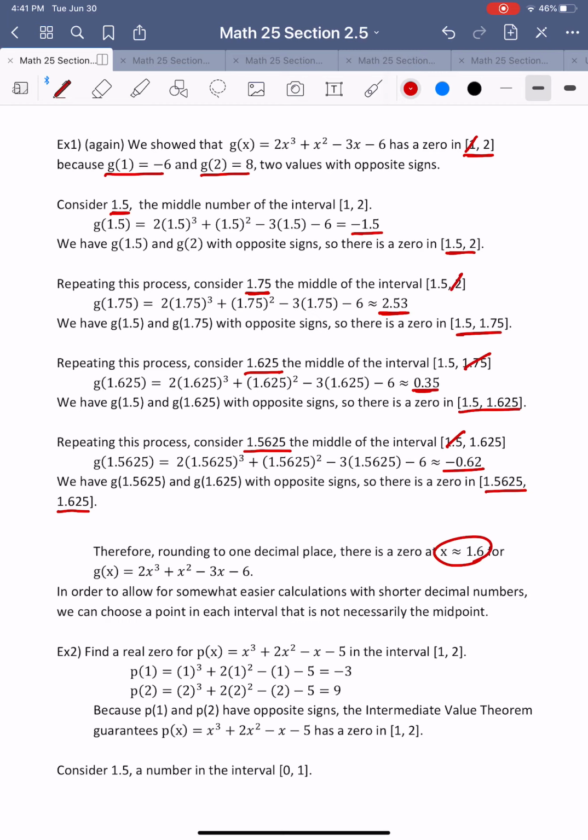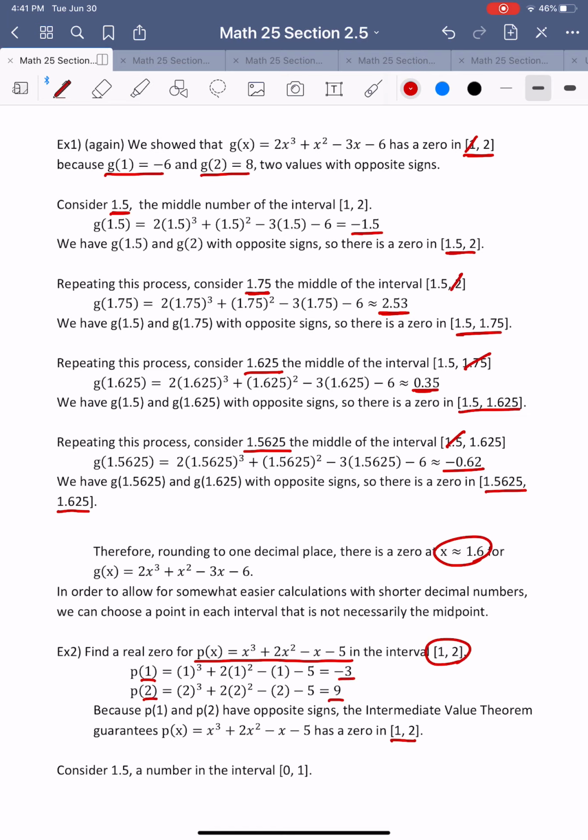In order to allow somewhat easier calculation with a shorter decimal number, we can choose a point in the interval that is not necessarily the midpoint, but we're starting from the midpoint. Find the real zero of p of x equals x cubed plus 2x squared minus x minus 5 between 1 and 2. So p of 1 is negative 3, p of 2 is 9. So definitely there's at least one zero between 1 and 2.